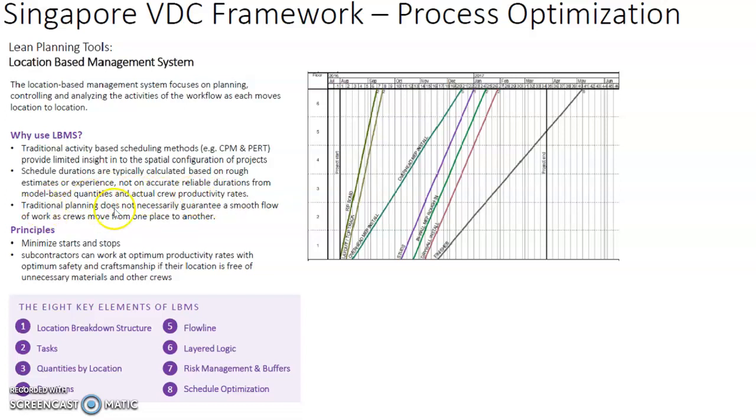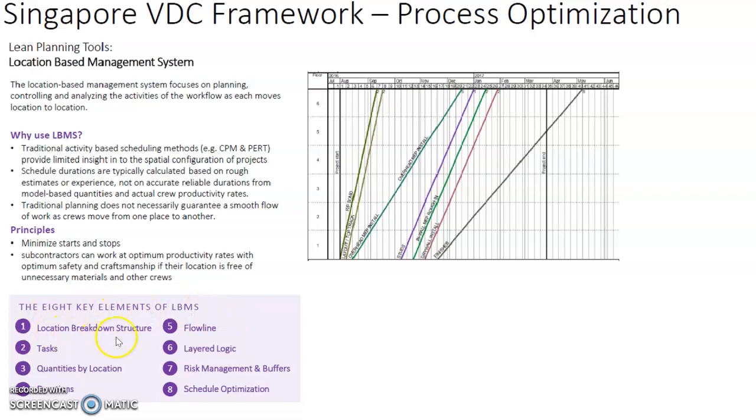The traditional planning does not necessarily guarantee a smooth flow of work as the workers move from one place to another. The principle of the location-based management system is to try to minimize the starts and the stops. The subcontractors can work at optimum productivity rates with optimum safety and craftsmanship if their location is free of unnecessary materials and other workers. There are altogether 8 key elements in a location-based management system.